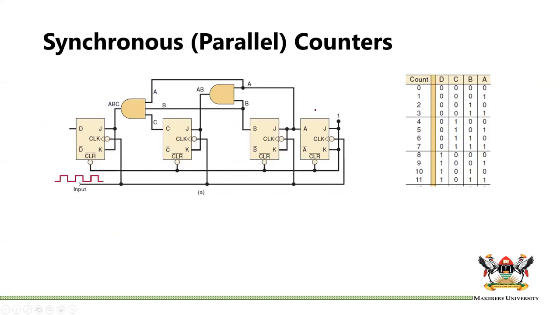In the first case, we have 0000. When the first clock comes in, A will toggle and become 1, but previously there was a 0 here, so the 0 goes to J and K of B. J and K being 0 means that B will remain 0. Remember the JK flip-flop: when we have a 0-0 input, our output does not change. Now, when we apply the second pulse, A will toggle again.